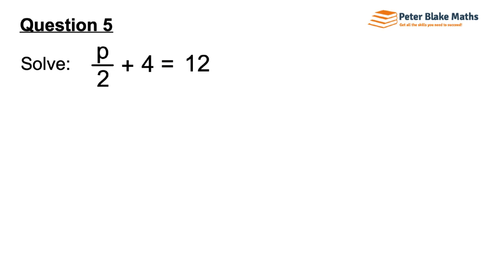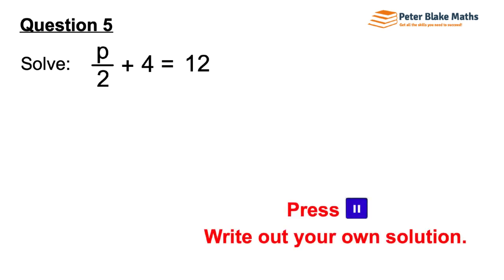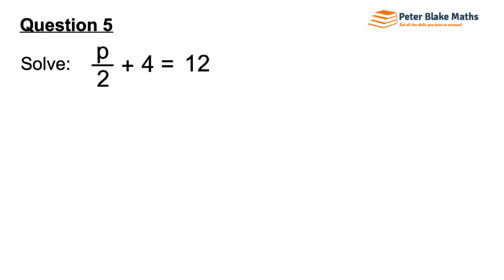Question 5. Solve p over 2 plus 4 equals 12. To solve an equation, we do the opposite to both sides here. So the opposite of a plus 4 is a minus 4. So we'll minus 4 both sides. We're aiming to get the letter on its own, of course. So if we minus 4 here, the plus 4 and the minus 4 will cancel each other out on the left-hand side, leaving us with p over 2. And on the right-hand side, we just do that calculation. 12 minus 4 is 8.